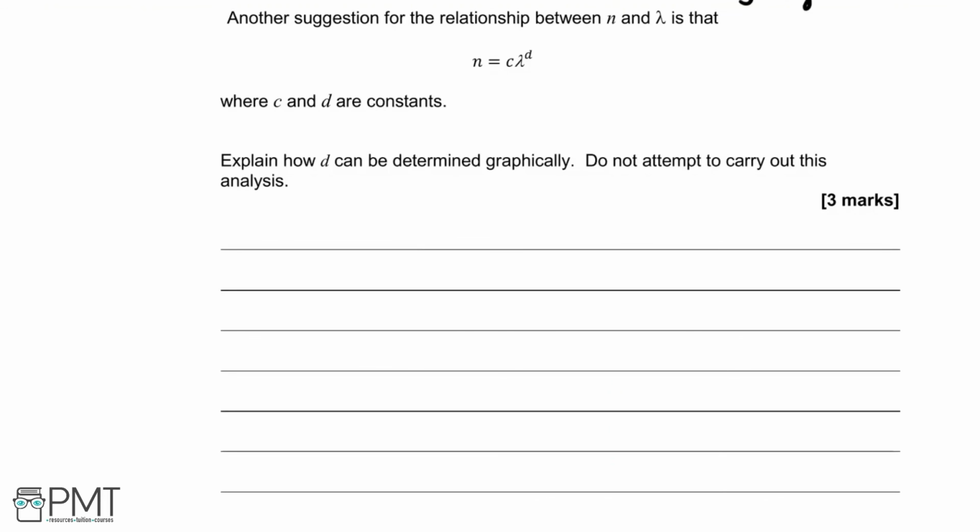Another suggestion for the relationship between n and lambda is that n is equal to c times lambda to the power of d, where c and d are constants. Explain how d can be determined graphically. Do not attempt to carry out this analysis. So for this, we're going to have to use logarithms so that we can bring that power of d down from being a power so that it can be a gradient of a graph. And that gradient itself needs to be found from a straight line graph, which is going to have the equation y equals mx plus c.